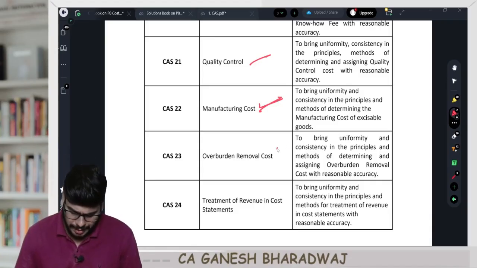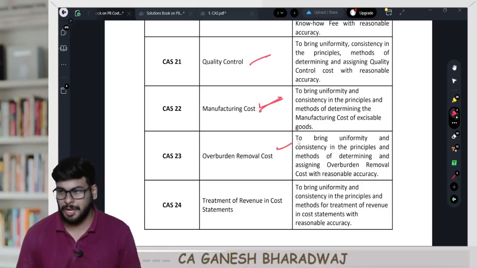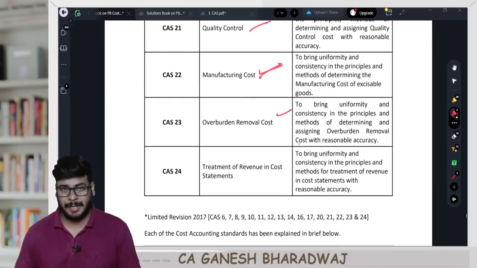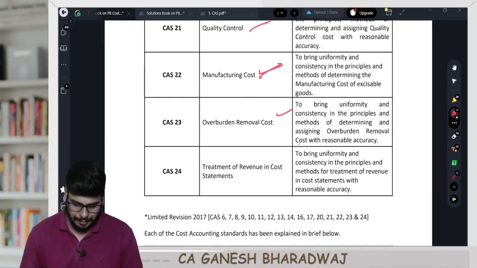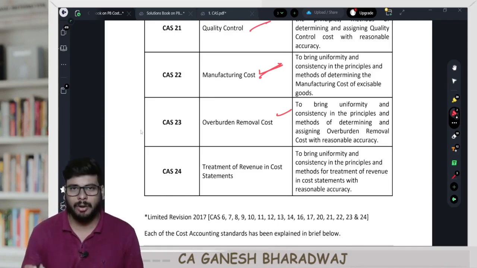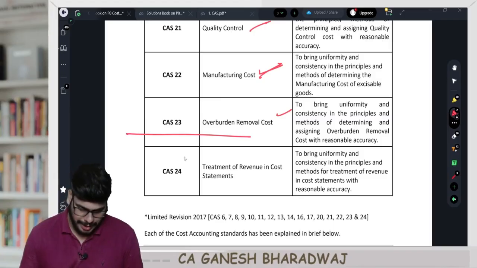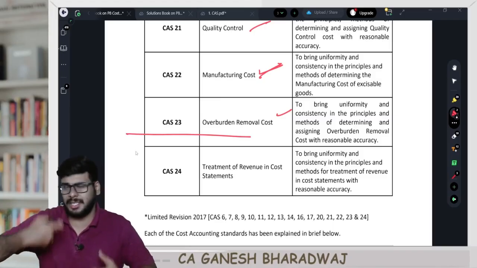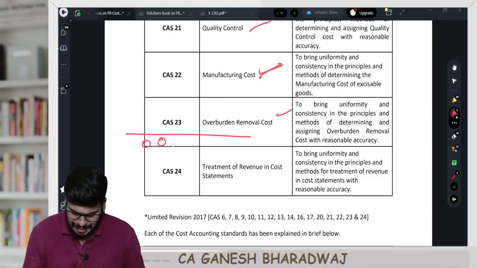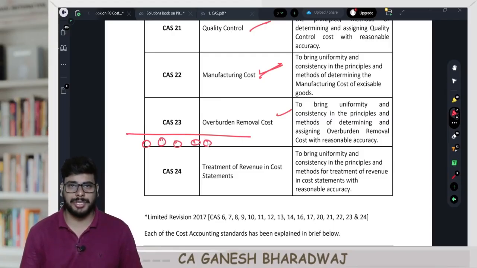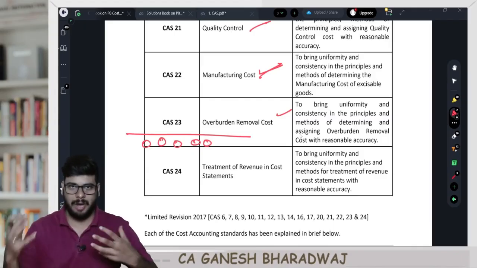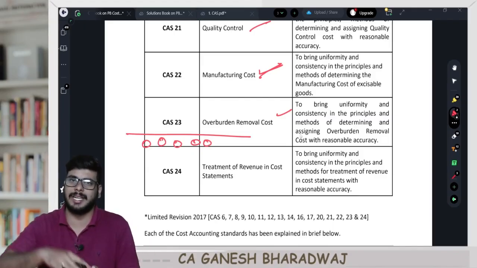Now CAS number 23 talks about overburden removal cost. Now what do you mean by overburden removal cost? This is very specific to the mining sector. Let's say a company is in the business of mining gold ores. Now how will they mine it? There will be soil, and under that soil they need to excavate and come up with the gold ores. Obviously, it will not be gold as such. This is the raw material that needs to be further processed and it gets converted into gold.